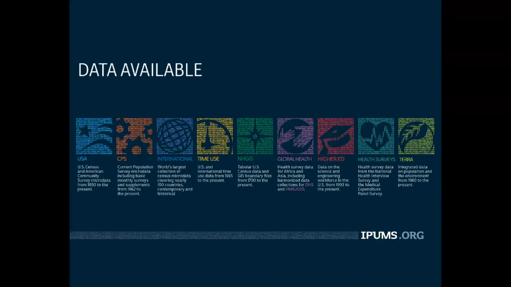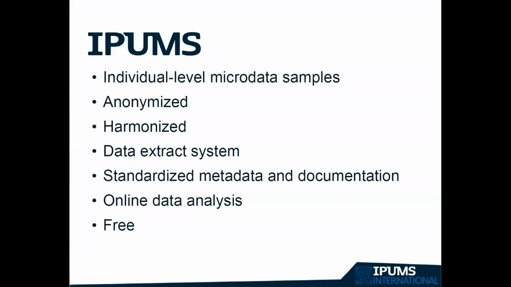So IPUMS International is one of 9 data infrastructure projects housed here at the University of Minnesota that provide census and survey data from around the world. So each IPUMS project is unique, but there are a number of common characteristics shared across all IPUMS projects, and these are the features, I suppose, that really define an IPUMS project.